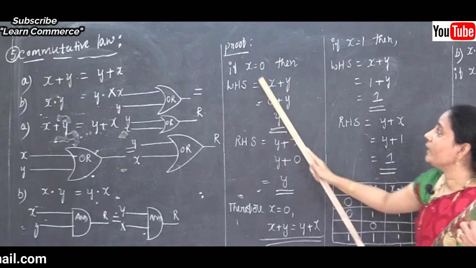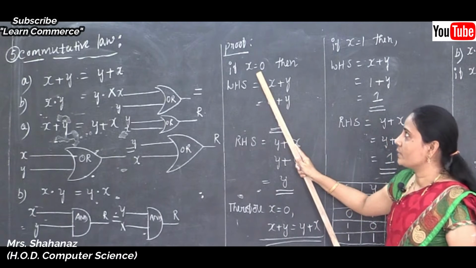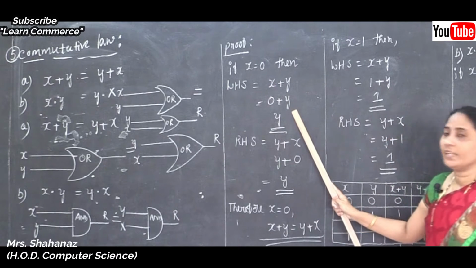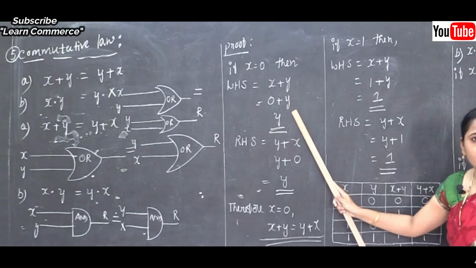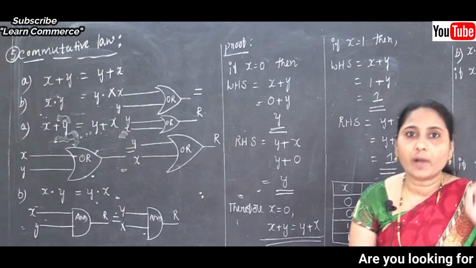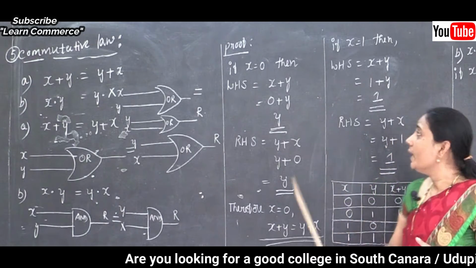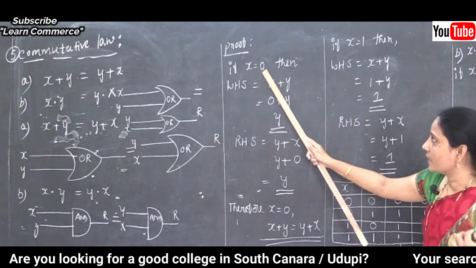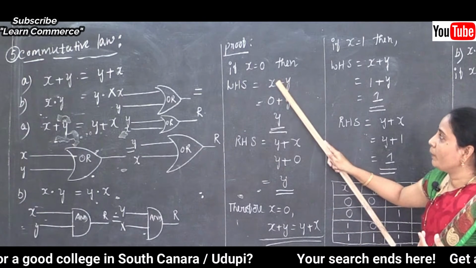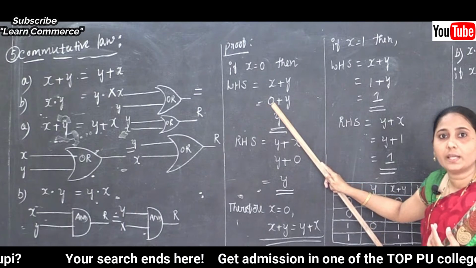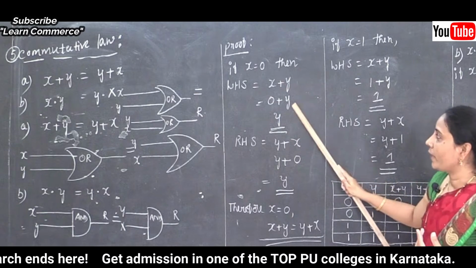Now we know that the value of x is 0. So 0 plus, as it is, we take the y value. Is this point clear? There is no change, because we have only given the value for x. We know the value of x is 0, so in place of x I use 0, plus y as it is.